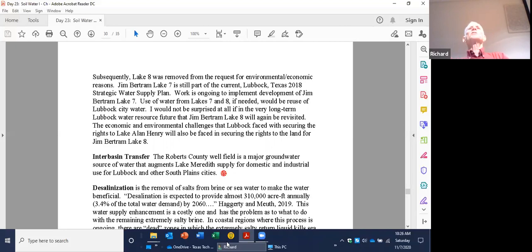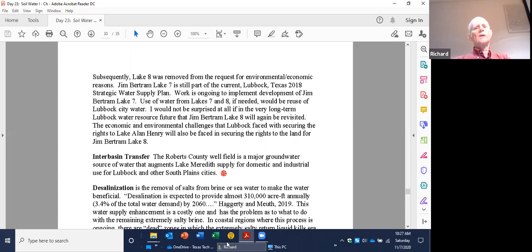It probably cost them more money in the long run to buy the land without the mineral rights and then go back later to get the mineral rights, because the people who owned them had Lubbock over a barrel. They needed to get the lake and they couldn't do it without the mineral rights. And so Lubbock paid more for that. The same thing is going to happen with Lake 7 and 8.